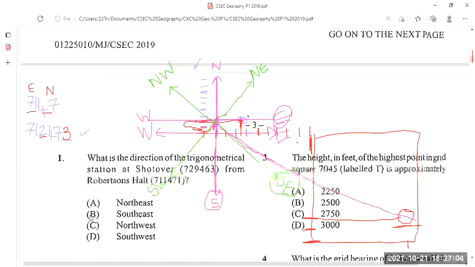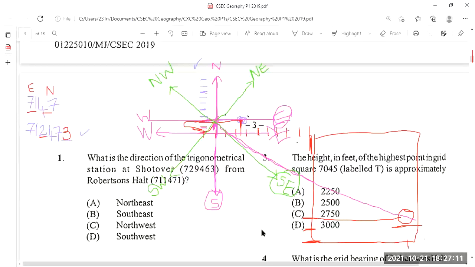Okay, now we move to question 2. I'm going to have to do some erasing of the annotation.